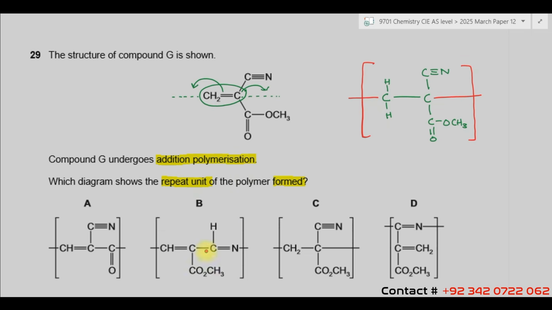Alright, so let's see which one is the answer. In the first one, they have made this C double bond O part of the long chain, which is wrong. In the second one, they have made CN part of the long chain. In the third one, CN is the side chain, CO2CH3 is the side chain, and we have a single bond. In D, they have made the long chain through CN, which is not possible. So the only correct option is C.